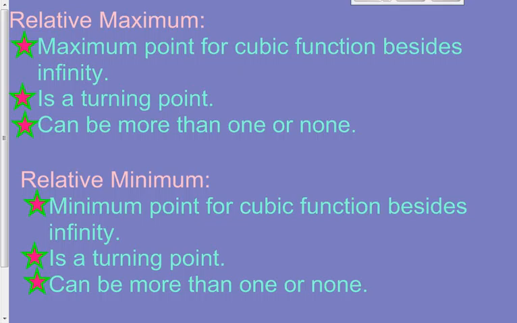Hi class, we're on our second video lesson for our second section of chapter 7. What you just watched was finding zeros of a polynomial function. Now what we're going to be doing is finding relative maximums and relative minimums.